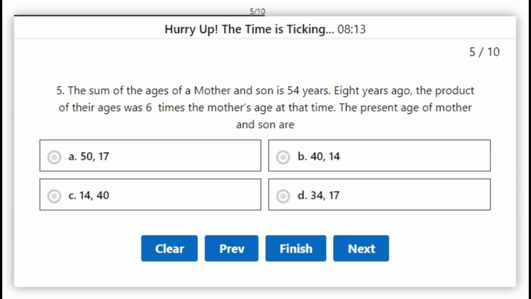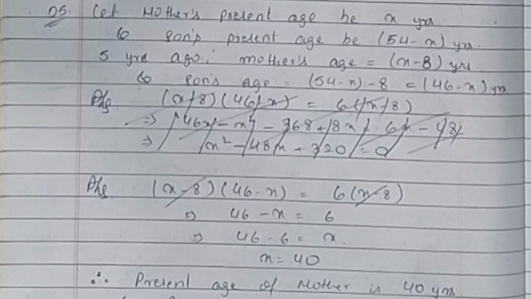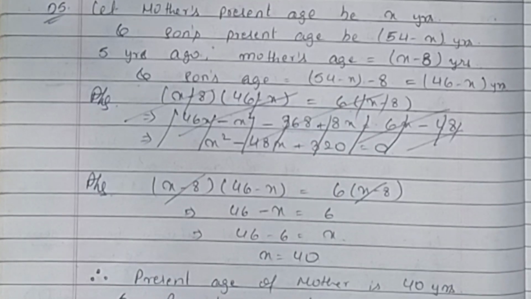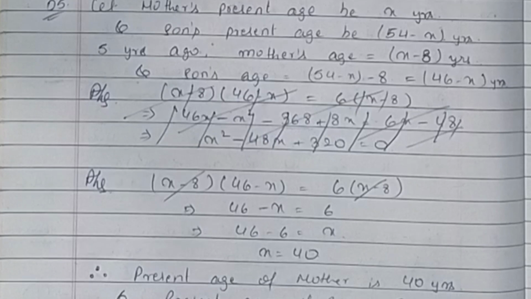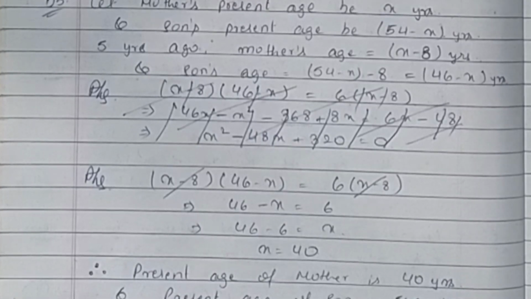Now our fifth question is, the sum of the ages of a mother and a son is 54 years. 8 years ago, the product of their ages was 6 times the mother's age at that time. The present ages of mother and son are? So, you may find this question kind of difficult or confusing, but the question is very easy. Let's see how.